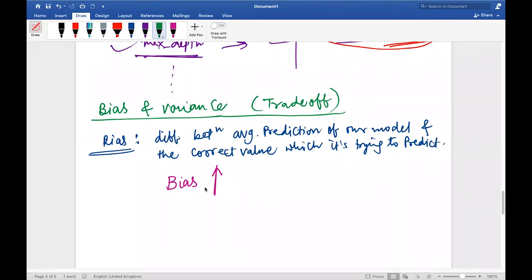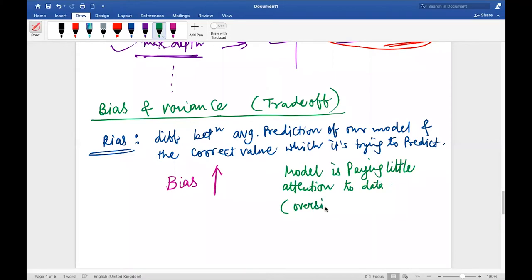So when we are saying high bias, that means the model is paying little attention to the data. When we are training, the model is paying little attention to data. So in other words, it oversimplifies the model, right? Understood? Now that is an error.